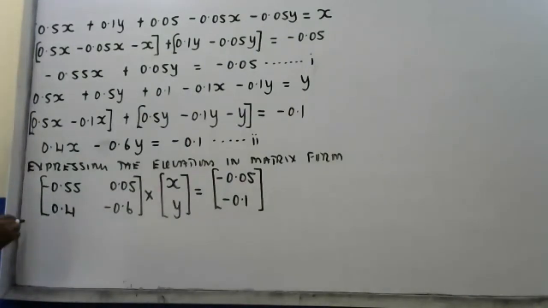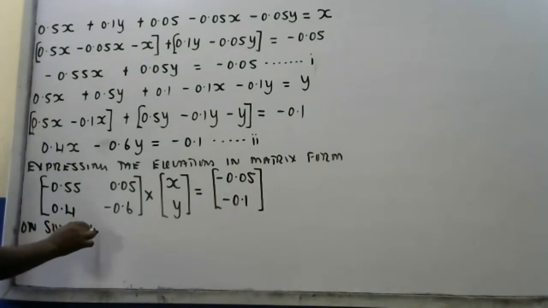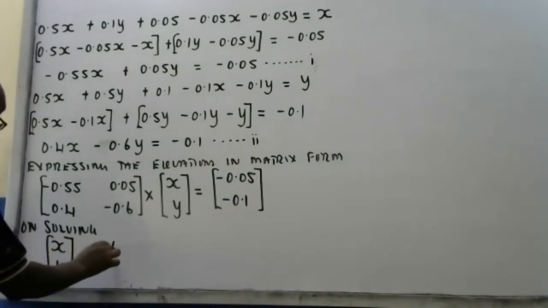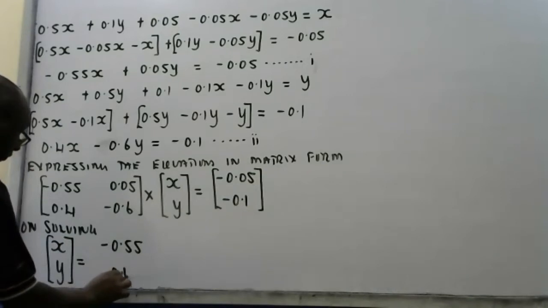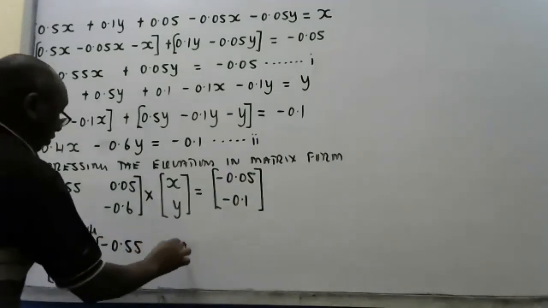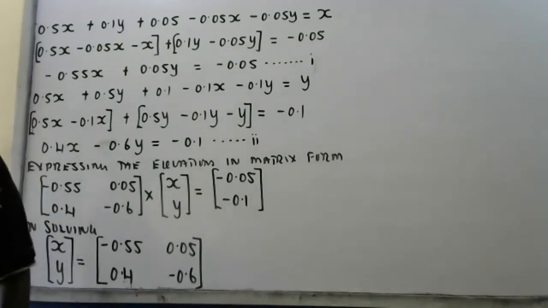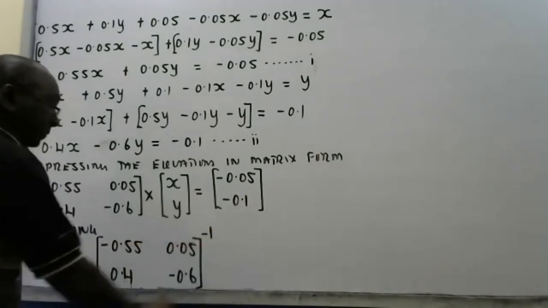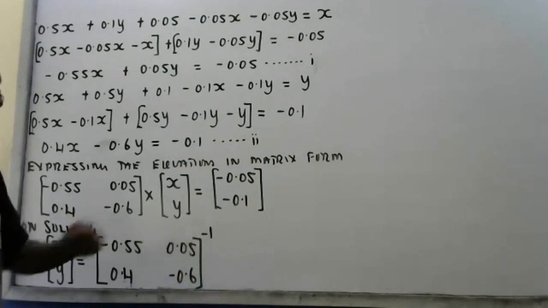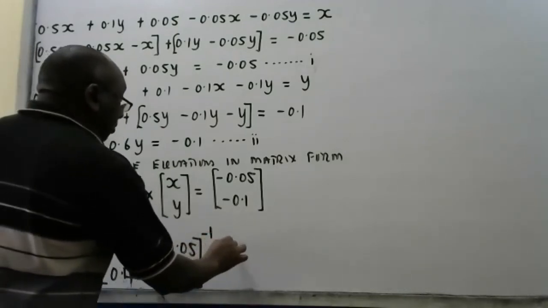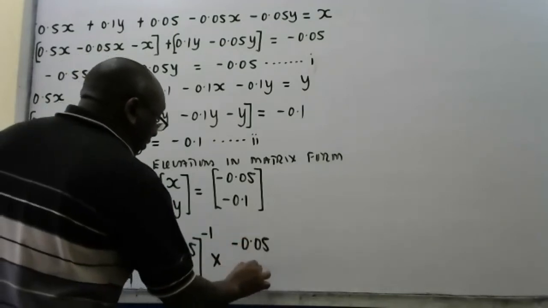Then on solving, you will get x and y on this side. This one crosses over to this side: minus 0.55, 0.4, 0.05, minus 0.6. And because it has crossed over the side, it comes in as an inverse. Inverse is normally written by putting minus one up there. Then you multiply minus 0.05 and minus 0.1.